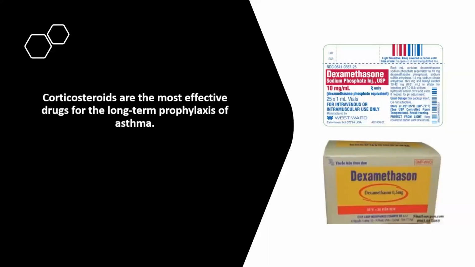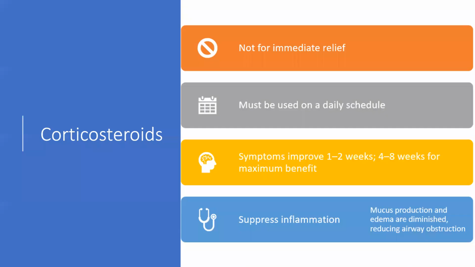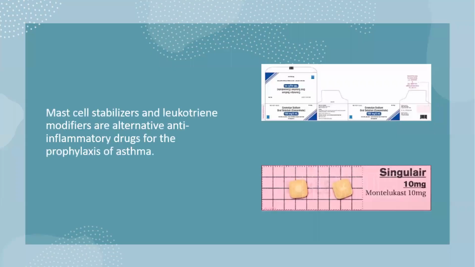Then we use corticosteroids. They are the most effective drugs for the long-term prophylaxis of asthma. Corticosteroids are not for immediate relief. They must be used on a daily basis, and symptoms improve in 1 to 2 weeks, with 4 to 8 weeks for the maximum benefit. They suppress inflammation; mucus production and edema are diminished, and this reduces airway obstruction as well. The other drugs we use here are mast cell stabilizers and leukotriene modifiers.